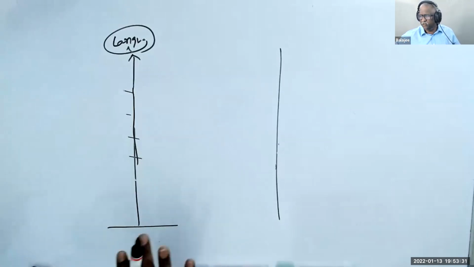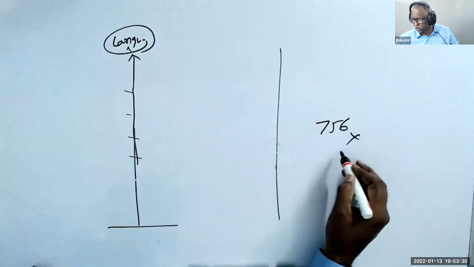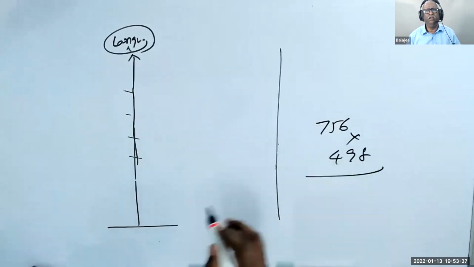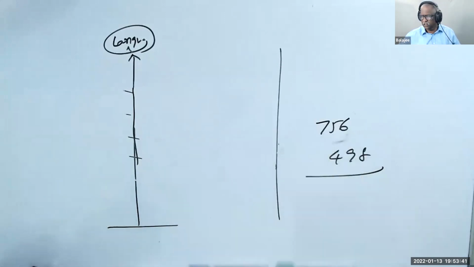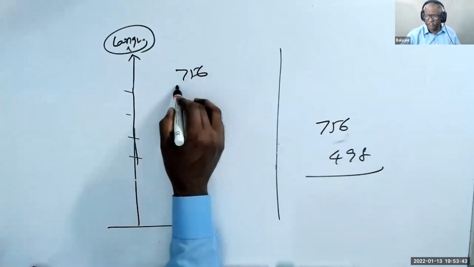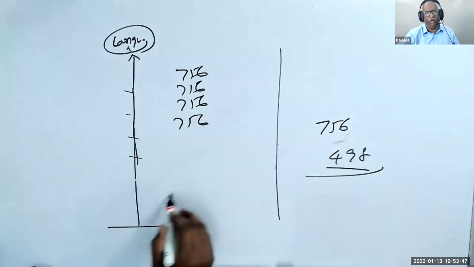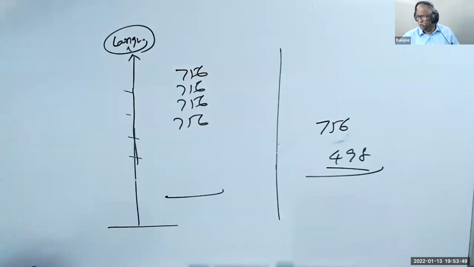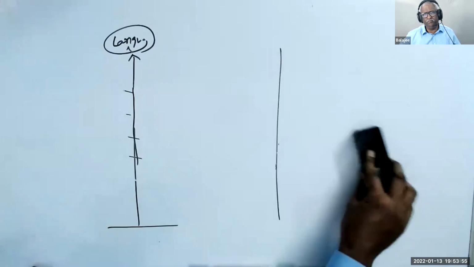Please understand. If I ask you 756 by 498, and you don't know multiplication, are you ready to add 756, 756, 756, like that, 498 times? Are you ready to add? No, you learn multiplication like that. In your field, if you know programming, you will do it faster.